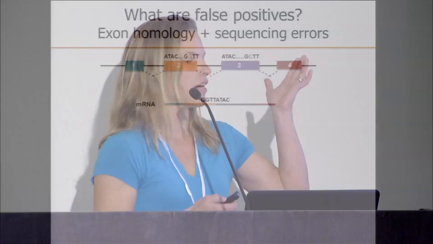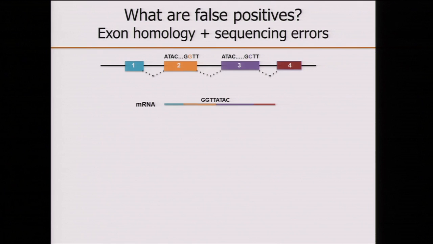I'm going to step through a quick example here where a combination of exon homology and sequencing errors causes a false positive that's really hard to detect in the data. So we have this gene locus here with these four exons. Again, exon 2 and 3 are very homologous. They actually only differ in this example in one nucleotide, which in exon 2 is a G, and in exon 3 is a C. And it produces an mRNA using all four of these exons.